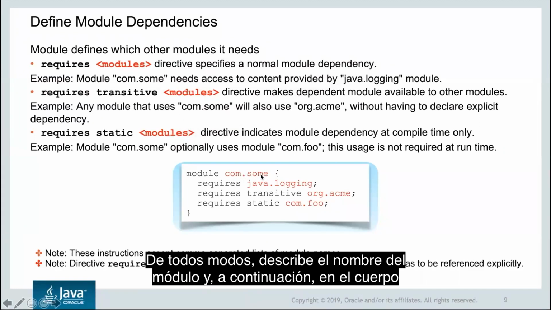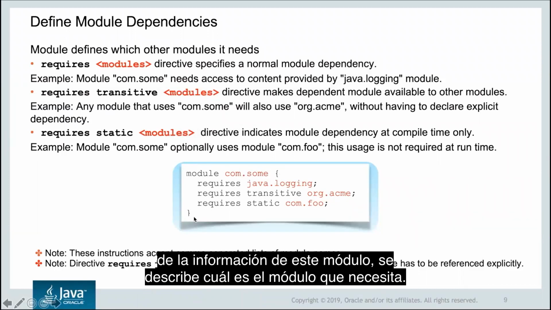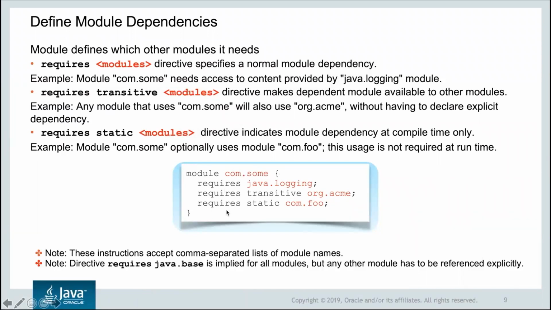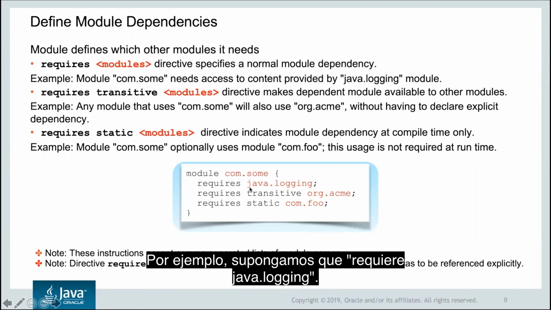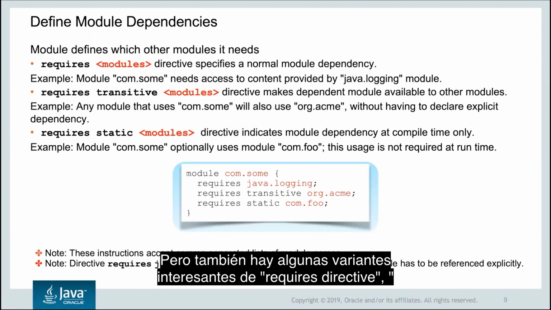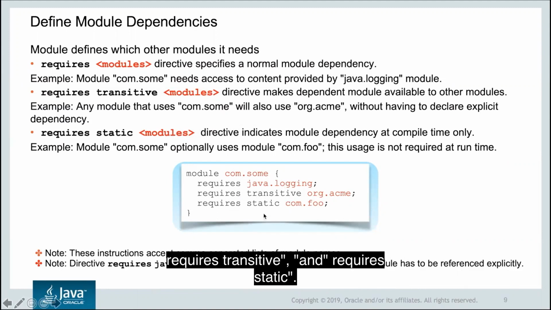So anyway, you describe your module name, and then in the body of this module info, you describe which are the modules you need. So for example, you say requires java.logging, and it means that you want to use classes from another module. That's fine. But there are also some interesting variants of the requires directive: requires transitive and requires static.